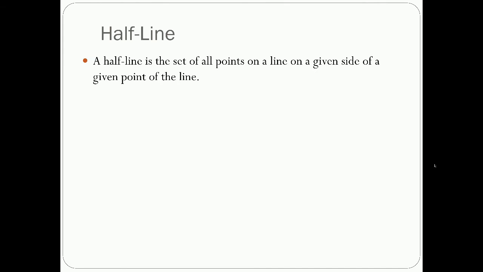The first term is called a half line. Not a very well-known term in geometry, but a half line is the set of all points on a line, on a given side of a given point of the line. So for a half line, we choose a point and we want all points on one side of that point. It doesn't matter. We could choose this half line, so all the points to the right of J, or we could choose the half line with all the points to the left.